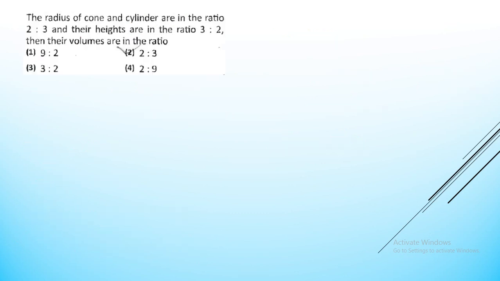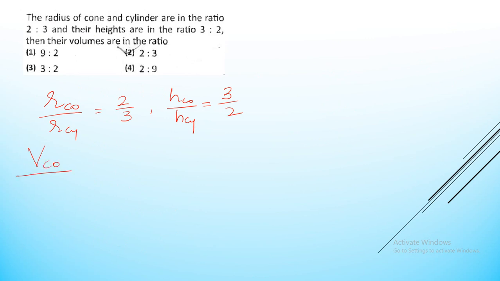Next, moving on to one more question. So what he has given is the radius of cone and cylinder are in the ratio 2:3. So that means radius of cone by radius of cylinder is equal to 2 by 3. Next, what he has given, height of cone by height of cylinder, following the same order, is given as 3 by 2. Next, what is asked is volumes in the same ratio. So volume of cone by volume of cylinder, in the same order.